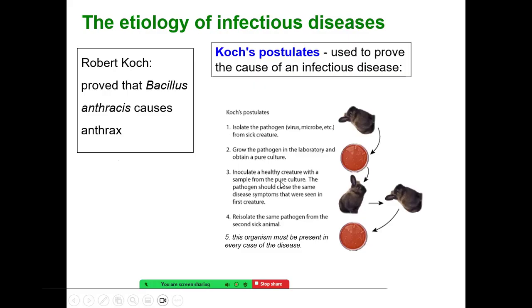You have to have one microbe causing one disease. The organism must be present in every case of the disease. I guess I didn't read that. And so you can't use Koch's postulates to show that a virus causes the human cold, because there are many different viral species that can cause the human cold.